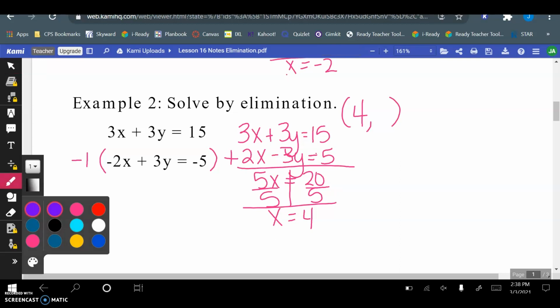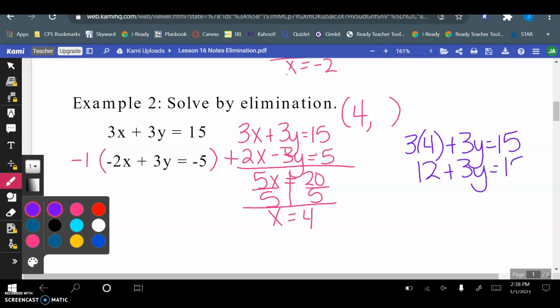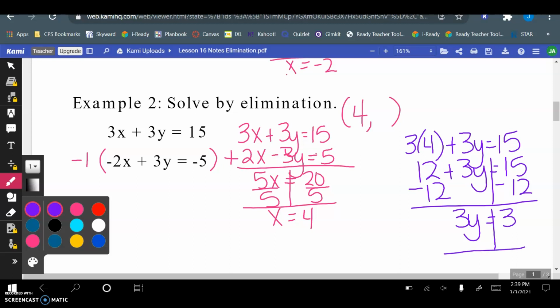So I'm going to pick the top one. So I'm going to have 3 times 4 plus 3y equals 15. So I'm going to have 12 plus 3y equals 15. I'm going to minus 12. 15 minus 12 would be 3. Then I'm going to divide by 3, so I have y equals 1. And then I have my ordered pair answer.